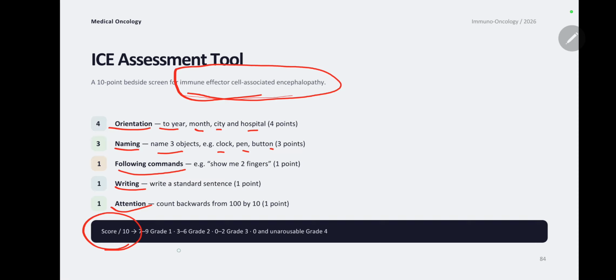Grading according to score: grade 1 means 3 to 6, grade 3 is 0 to 2, and 0 with unarousable is grade 4. So the higher the number, the lower the toxicity. Okay.